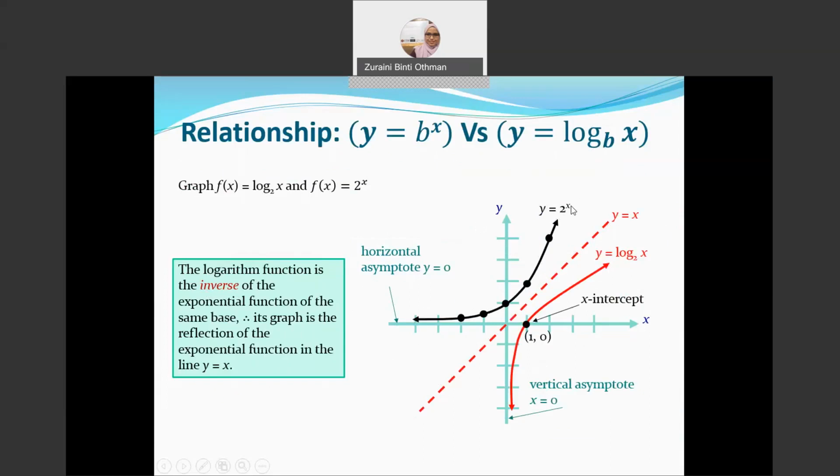Ini ialah 2 kuasa X. Ini ialah logarithmic asas 2. Dan now our intercept just now is 0, 1, right? So now it becomes 1, 0 for this logarithmic function. And this is the vertical asymptote, which is the y axis.